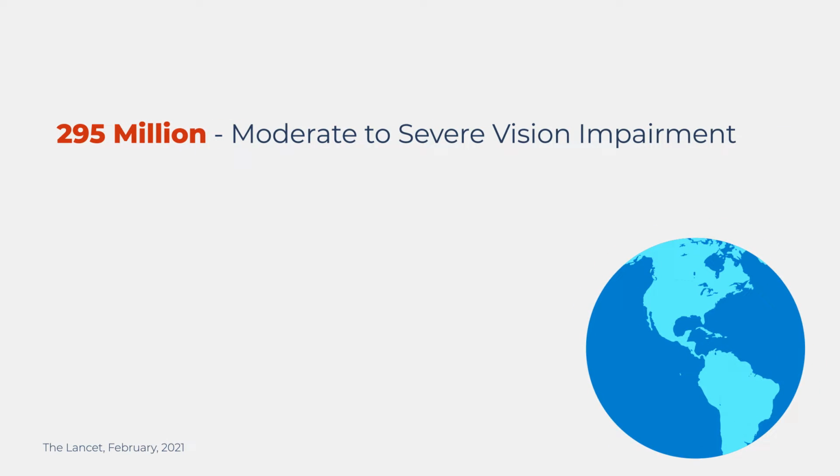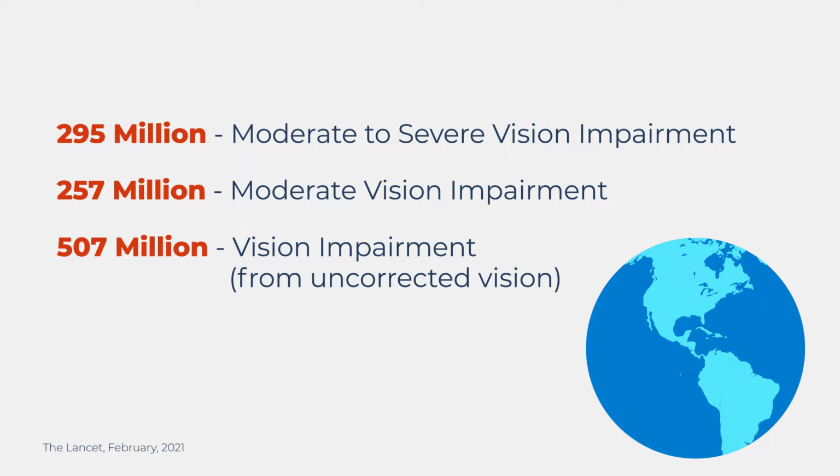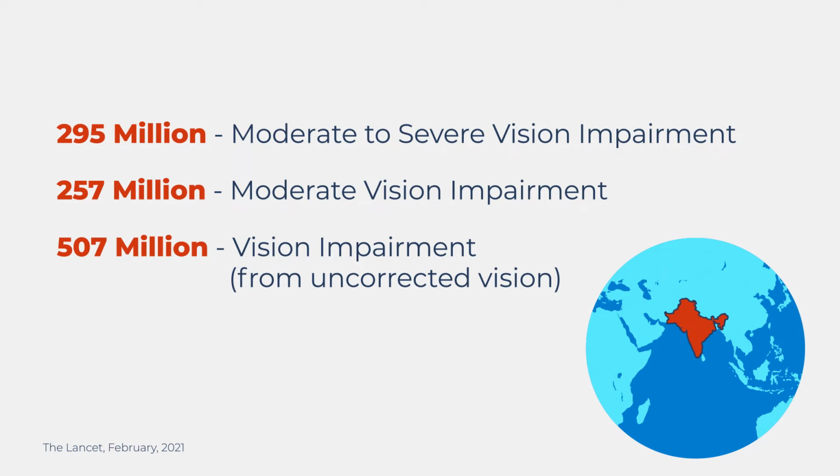295 million with a moderate to severe vision impairment, 257 million with a moderate vision impairment, and 507 million with a vision impairment that requires spectacles to correct the vision. Add that all up, you're getting closer to a population equivalent to the size of India.